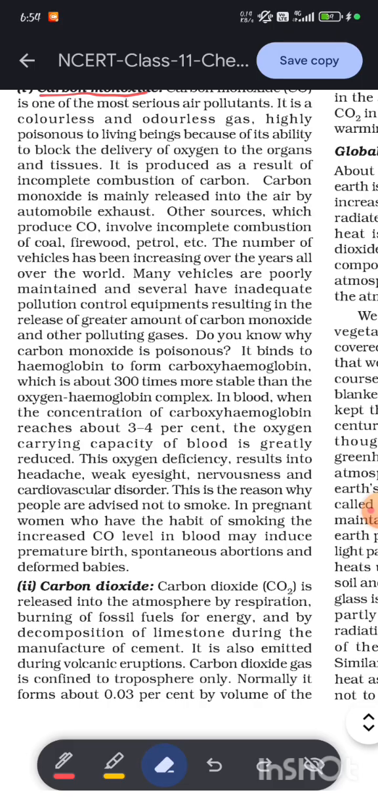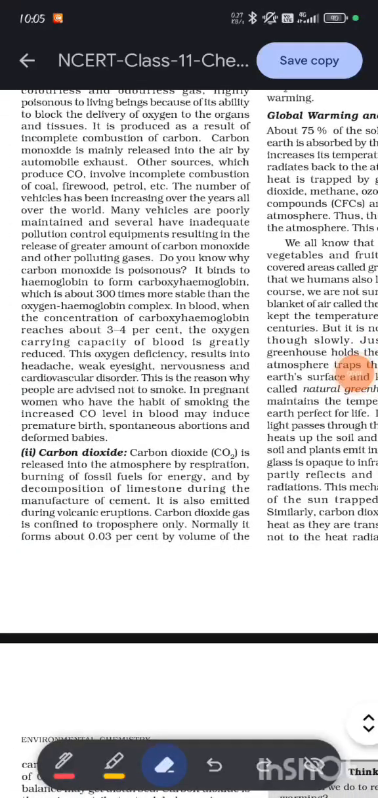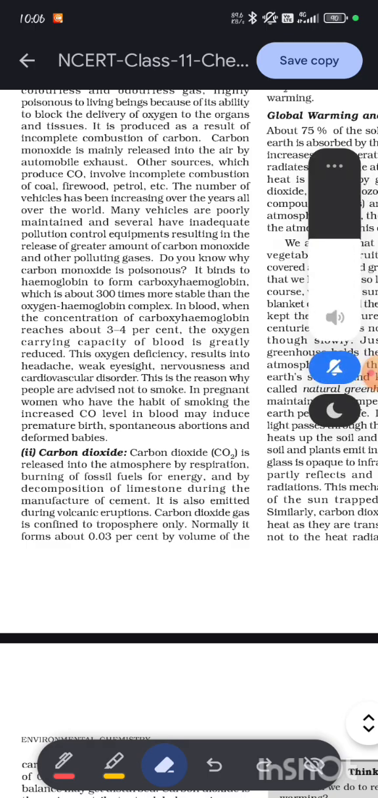Do you know why carbon monoxide is poisonous? It binds to hemoglobin to form carboxyhemoglobin, which is about 300 times more stable than the oxygen-hemoglobin complex in blood. When the concentration of carboxyhemoglobin reaches about 3-4%, the oxygen carrying capacity of blood is greatly reduced.